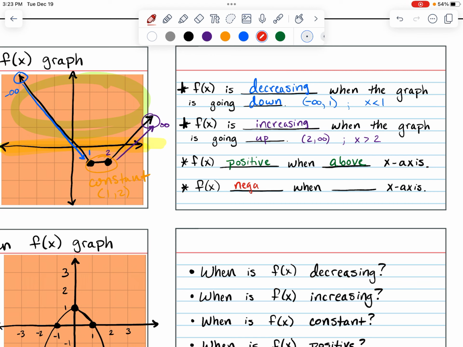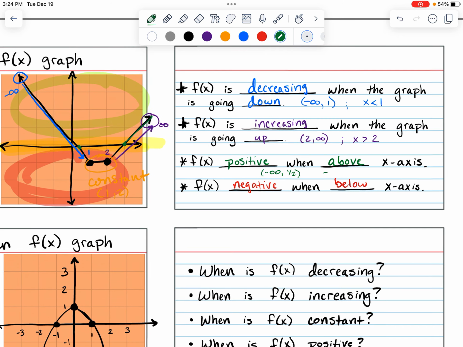All right, f of x is negative when we are below the x-axis. So anytime we fall below the x-axis, f of x is negative. So when would these be positive and when would these be negative? Well, our graph is positive from negative infinity up until, we'll say, 1/2. And then we're also positive at 3 to infinity again.